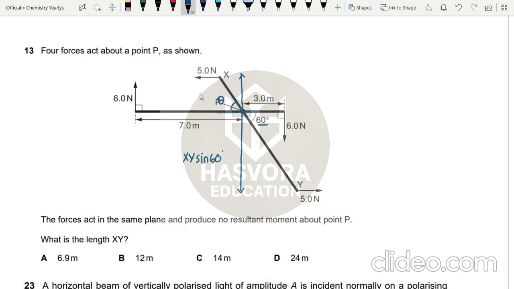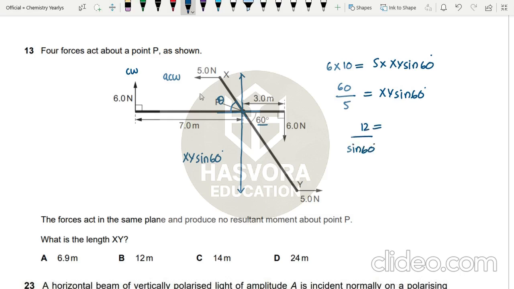And now you can just use one of the forces like the couple. So this will cause anti-clockwise movement and this one will cause clockwise movement. Now you know the length for the 6 Newton, it will become 6 into 10 equals to 5 into xy sine of 60. So now you can calculate this. 60 divided by 5 is 12, so this will be divided by sine of 60 to get you the length of xy.